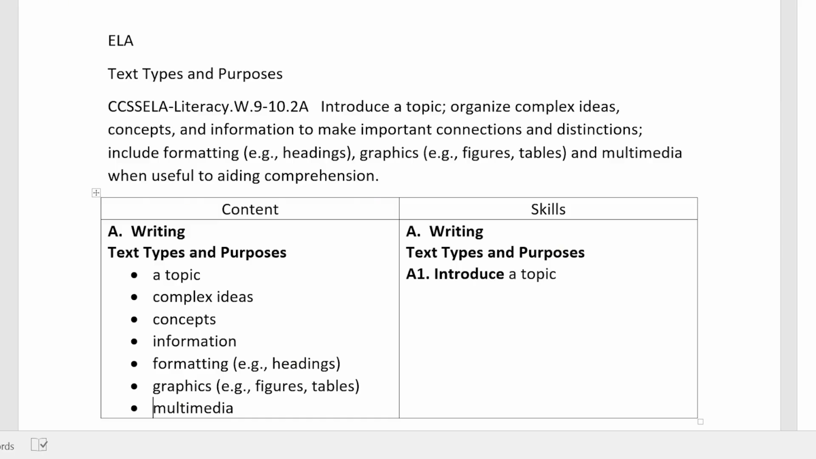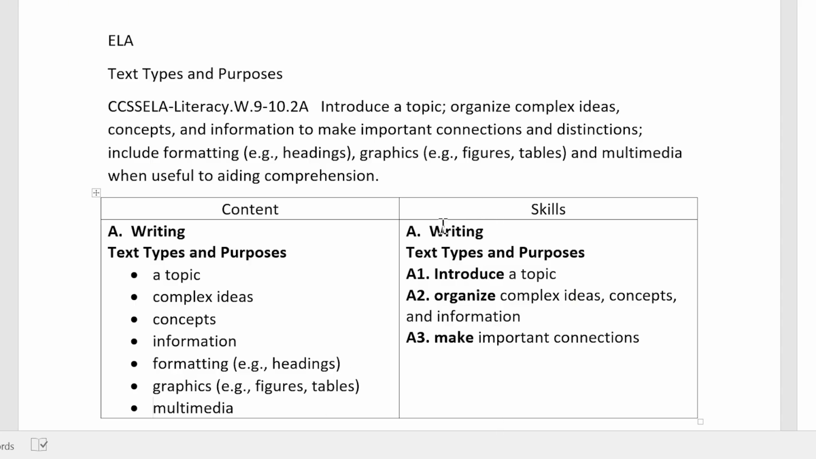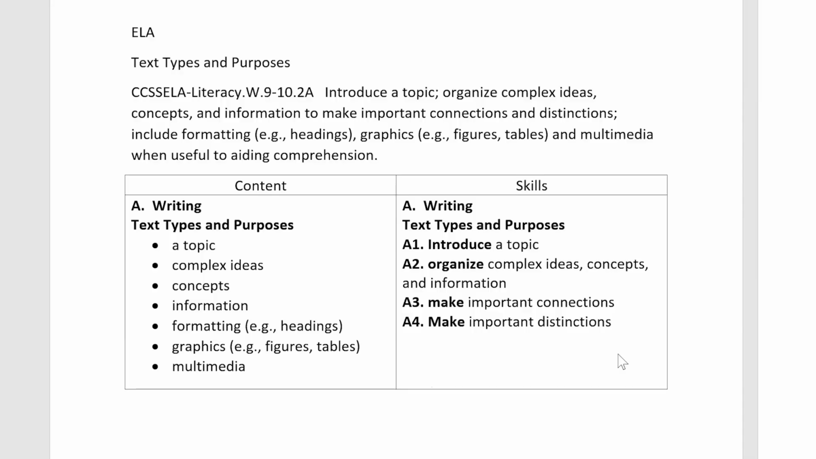What else do they need to do? Go to the next verb, hit enter. A2. They have to organize complex ideas, concepts, and information. Next, A3. They have to make important connections. Oh, but they also need to make distinctions. That's a separate skill. So when I have an and here, a child might be able to make an important connection, but not necessarily to make an important distinction. So I'm going to hit enter, put an A4, and just say, make important distinction. It's a separate skill. I might even assess it a separate way. Let's go ahead and close these pieces.